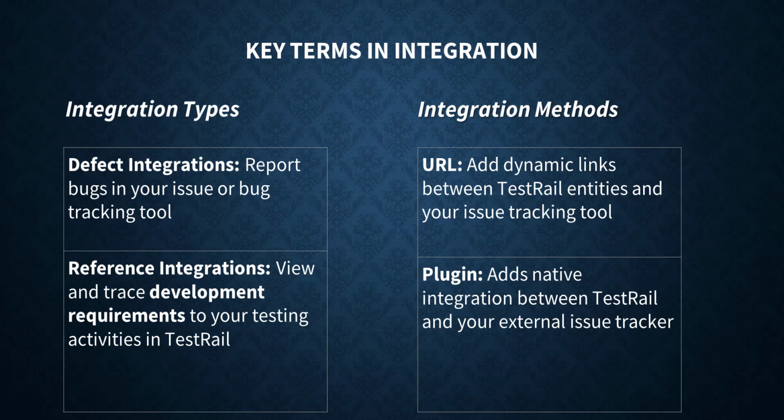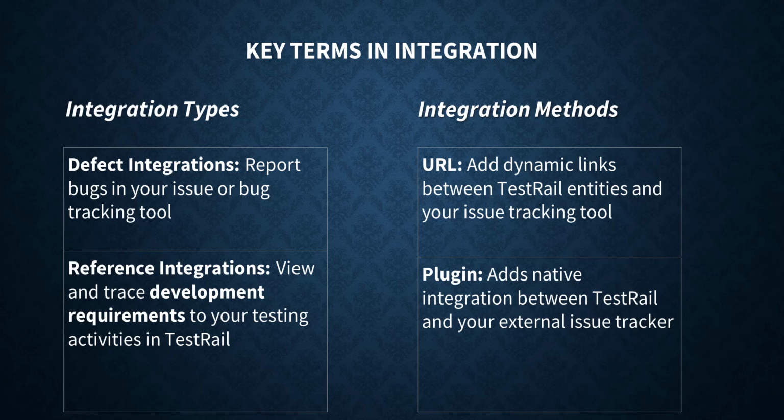Defect integrations make it easy for you to report bugs in your issue or bug tracking tool, while references integrations give you a way to view and trace development requirements to your testing activities in TestRail. TestRail provides 2 levels of integrations for both defect and references fields: view and add URL integrations and plugin integrations. The view and add URL integrations are the most simple, allowing you to quickly hyperlink between TestRail and your issue tracker to give your test entities in TestRail more context and to make navigation back and forth easier.